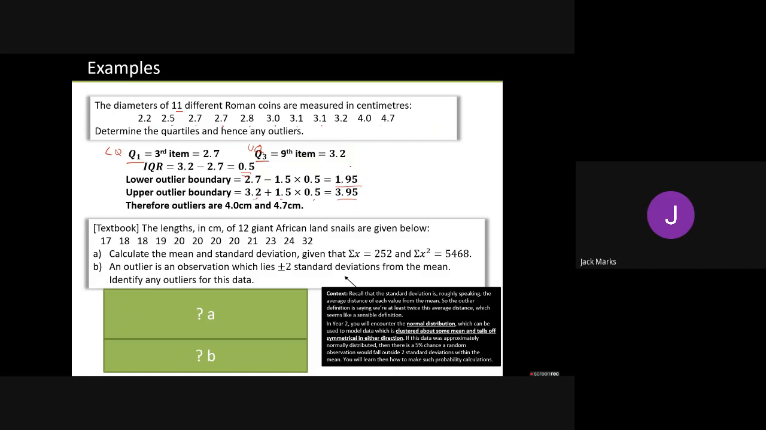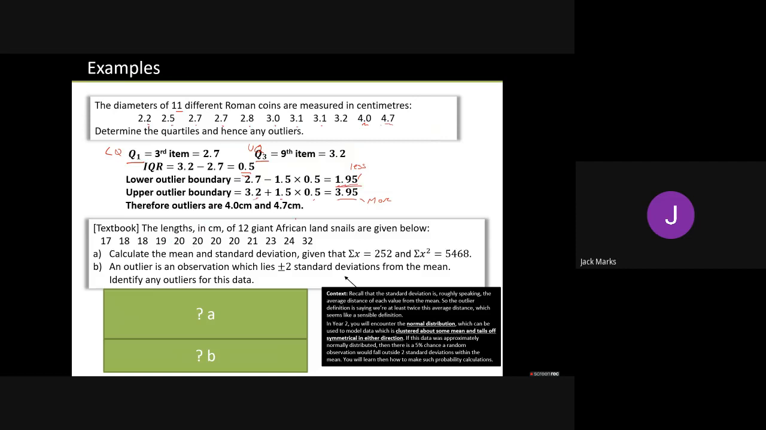So any values that are less than this one here, and any values that are more than this one here would be considered outliers. Every number here is 2 point something or above. So this part here does not affect anything. However, 3.95 means that we have 2 outliers here in the list.